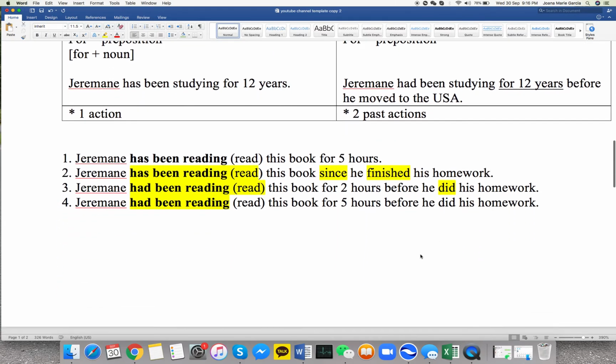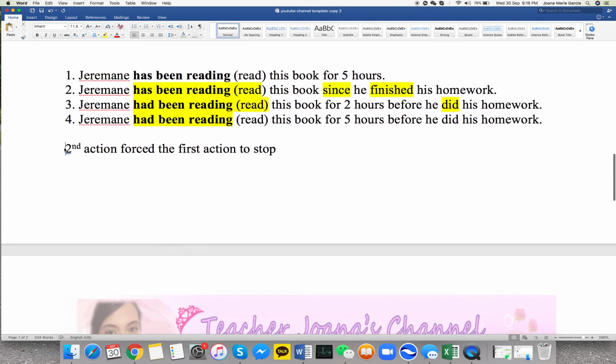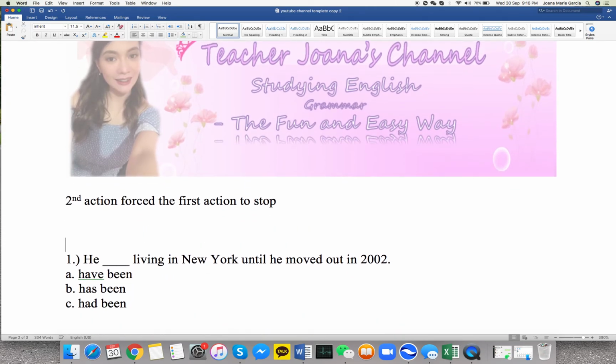The past perfect continuous is used when you have two past actions and the second action forces the first action to stop. For example, let's have the example: I had been watching TV when the electricity went out. So in that case, there are two actions. The electricity went out, and then I had been watching TV. The meaning here is I was in the middle of watching TV when the electricity went out. Because of that, I had to stop my action. Okay, so that's the thing.